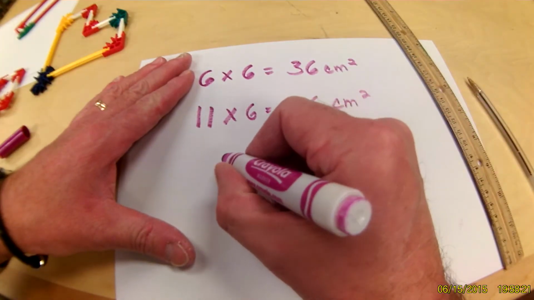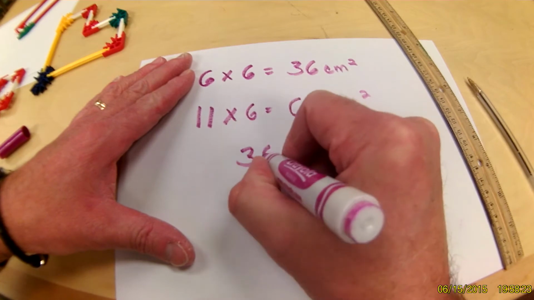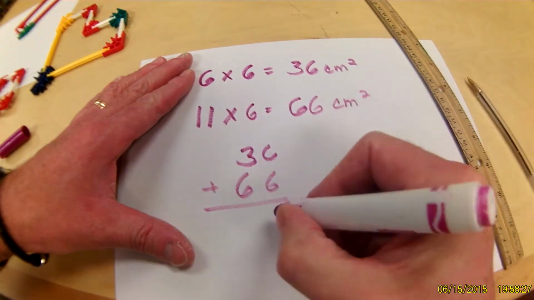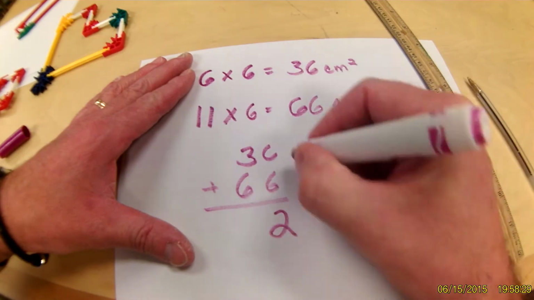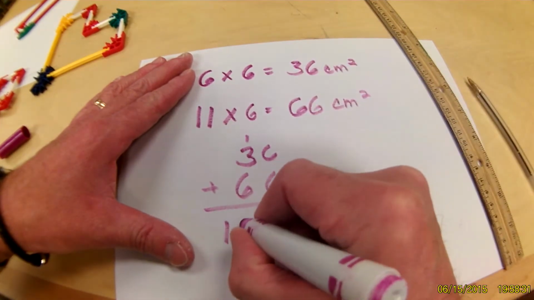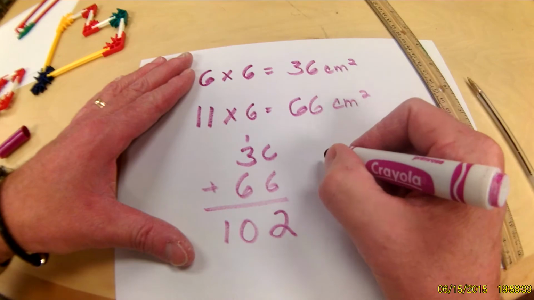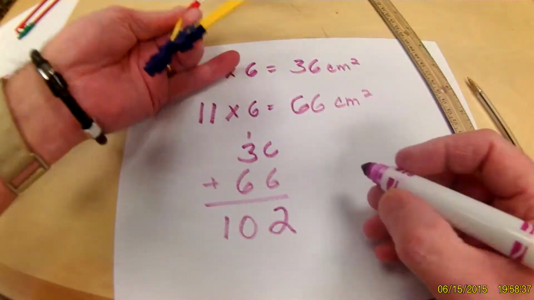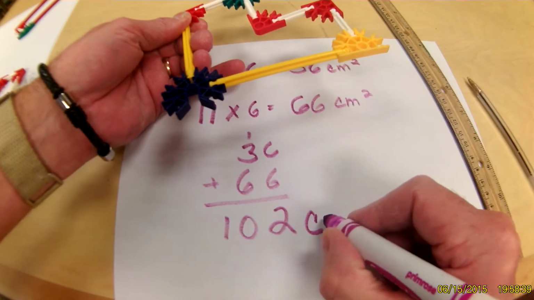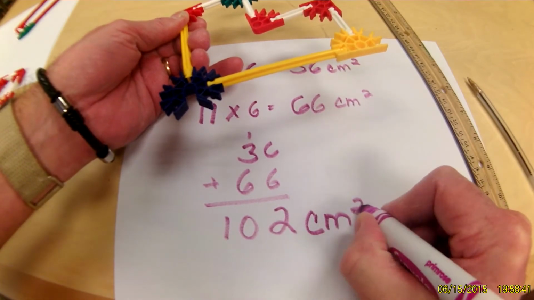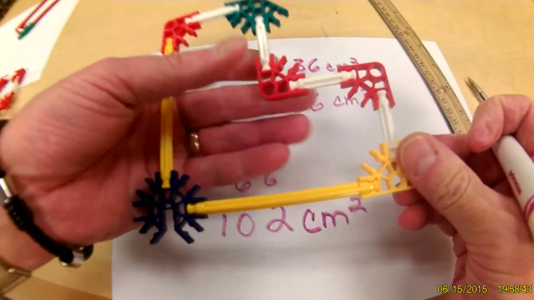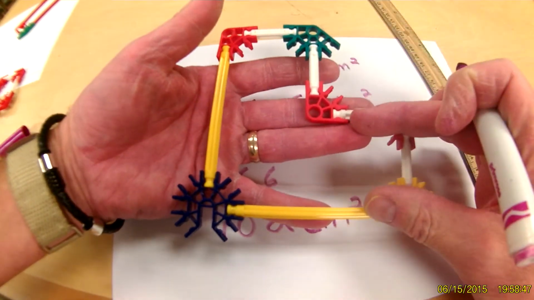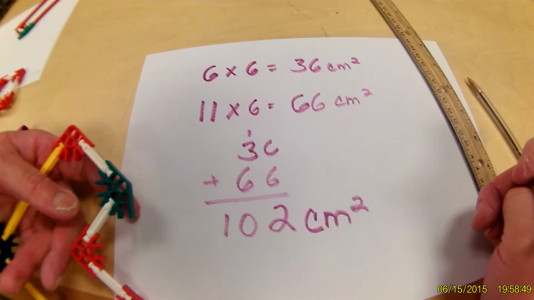So I'm going to take 36 plus 66 and add them. So I get 12, regroup, I get 102. So my answer for the area of this shape is 102 square centimeters. Okay? And that's because I decomposed it, found the area of a square, area of a rectangle, added those together. All right?